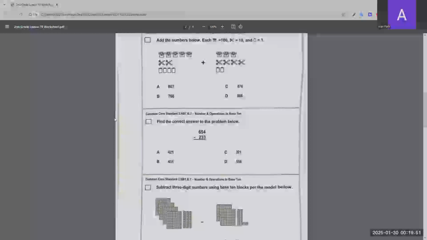Next, find the correct answer to the problem below. 654 minus 233. 4 minus 3 is 1. 5 minus 3 is 2. And 6 minus 2 is 4. So our answer would be 421, which is also represented by A.